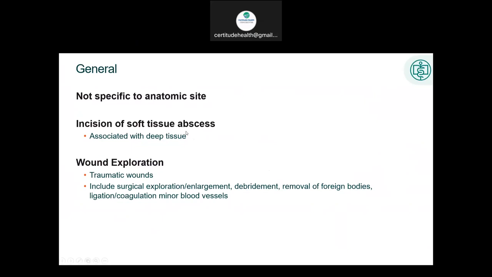Wound exploration is something that they do typically if someone comes in with trauma, maybe a car accident, motor vehicle, or a gunshot wound. So they'll do exploration, which would include a debridement, cleaning out any debris, removal of foreign bodies like glass, ligation, coagulation of minor blood vessels. So basically just taking that area and treating it until they see healthy blood or healthy skin tissue.